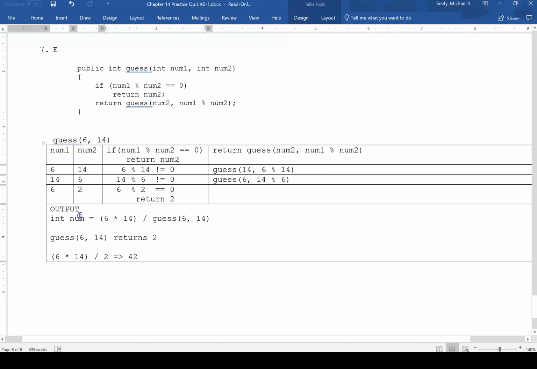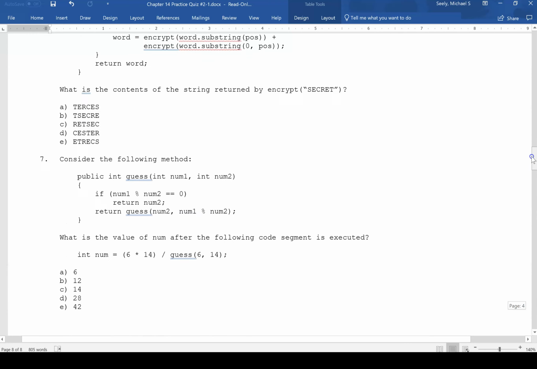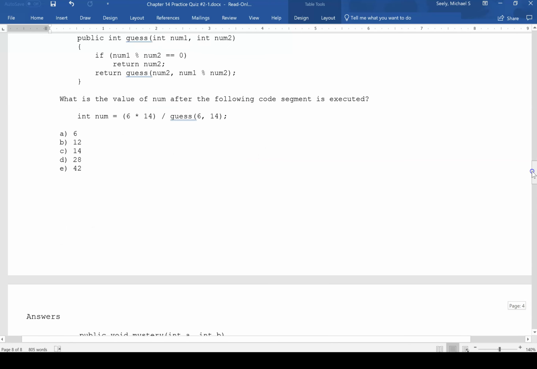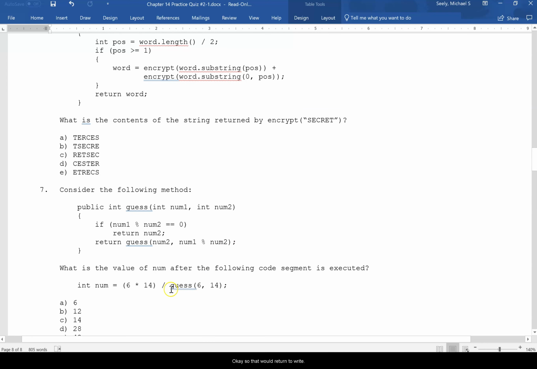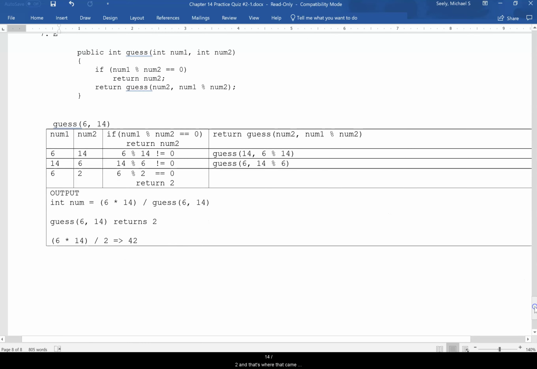I don't know if this is wrong, it looks like the right output, but I don't see where all this stuff is happening. It just returns 2. I don't see anything about 6. Well, let's look up here, 7. Oh, okay, so that would return 2, right? Like I said, and then we got 6 times 14 divided by 2, and that's where that came from. So don't forget that. So you got your 2, so you got 6 times 14 divided by 2, and that is 42.